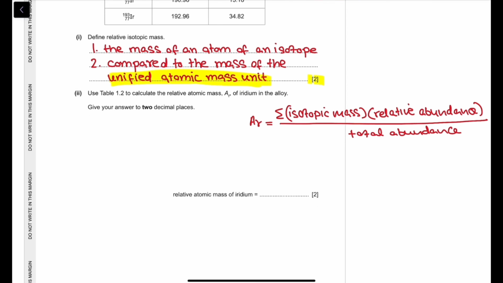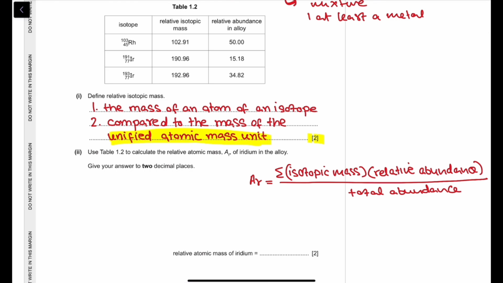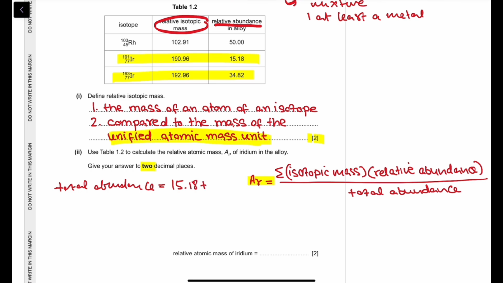It says here, use table 1.2 to calculate the relative atomic mass of iridium in the alloy. So we have to look at these two right here. It says give your answer to 2 decimal places. Right here on the right hand side, I have given the formula to calculate the relative atomic mass, and that is the sum of the isotopic masses multiplied by their relative abundances over the total abundance. So these are our relative isotopic masses, and these are the relative abundances. The total abundance is the sum of the relative abundances. So 15.18 plus 34.82, which equals 50.